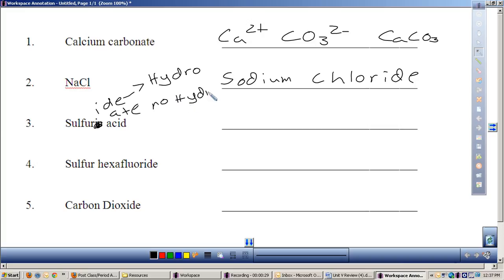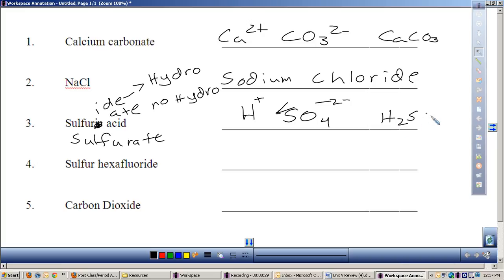So since I don't see hydro here, it's going to be sulfate, which is closely similar to which polyatomic ion, class? SO4. So it's SO4, and then what's the charge on that? 2 minus. What do all acids have to have? An H. And it has a +1 charge. So you crisscross. This becomes H2SO4. And that's the end of it.